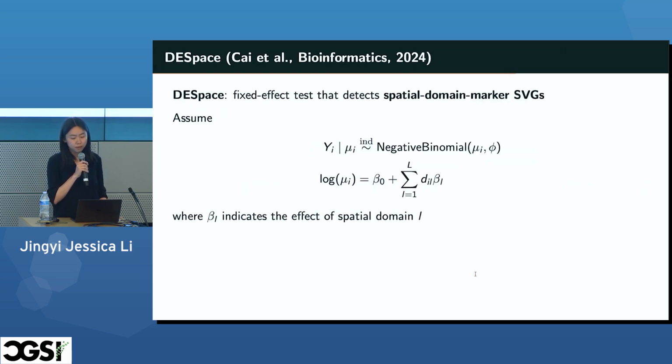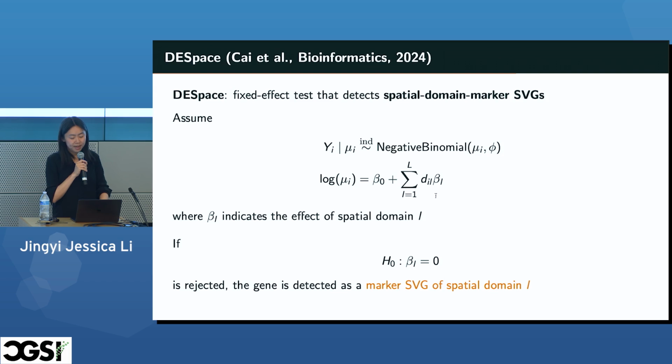Finally, spatial domain marker SVG. DE-space is a regression-based method for this task. Again, it works with counts, so yi given mu is assumed to be negative binomial, and the negative binomial mean is assumed to be this function. Here, the domain enters, right? We use domains instead of the spatial locations Si. Si is gone, we use Di, and then we just want to test whether each domain has a non-zero contribution to the intercept. So if one of the betas is rejected, then we have the gene detected as a marker for that domain.